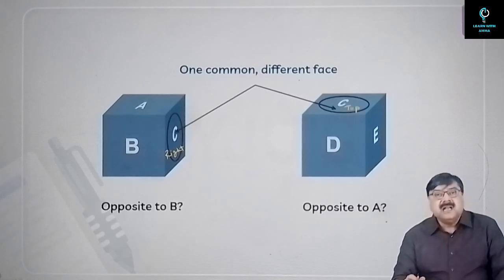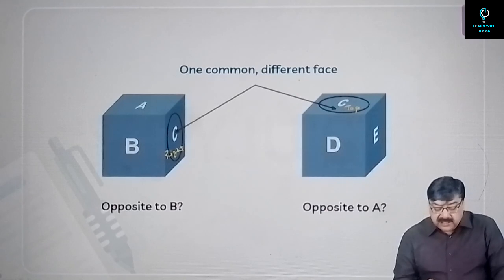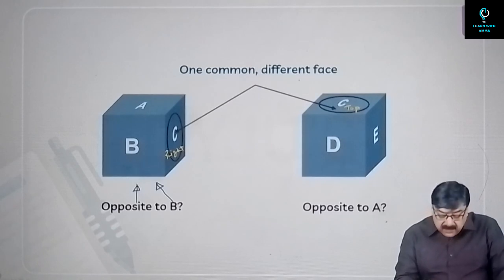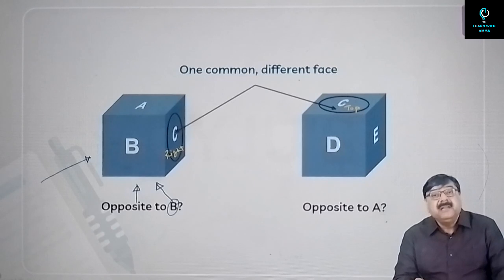Now the questions asked are, which letter is opposite to B? Which letter is opposite to A? So let us solve them turn by turn. So the question is asking you which letter is opposite to letter B. Now, in which diagram do you find letter B? Well, this is a diagram in which letter B is written, that is in the left hand side diagram.